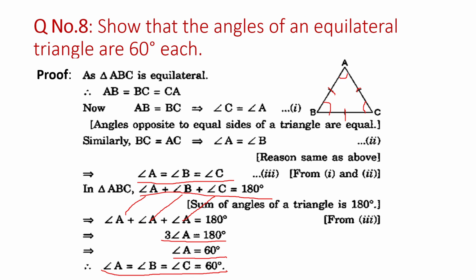So, each angle of an equilateral triangle is 60 degrees. Exercise is over.